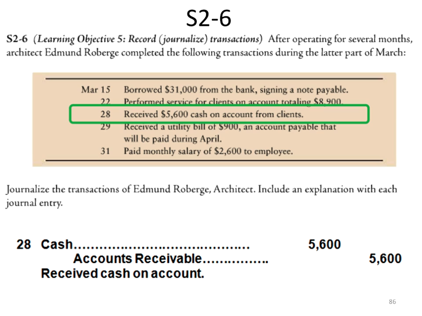So our next one is March 29th. We received a utility bill of $900, an account payable that will be paid during April. Okay, so on this one, answering the first question, what's one account that's impacted on March 29th? How about utilities expense? Yeah, you were on the right track, but the terminology here is utilities expense.